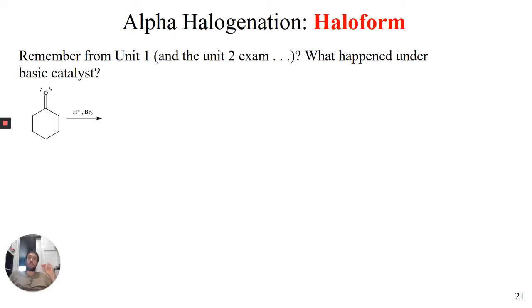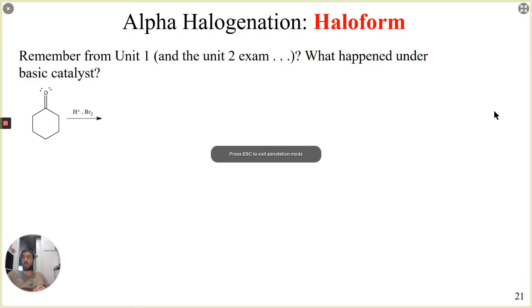So hopefully what we got here is a little bit of a short one, just a refresher. We talked back in Unit 2 about alpha halogenation, and we mentioned this haloform thing. First, if we were to look at the reaction that we had here, we've got a carbonyl under acidic conditions with bromine.